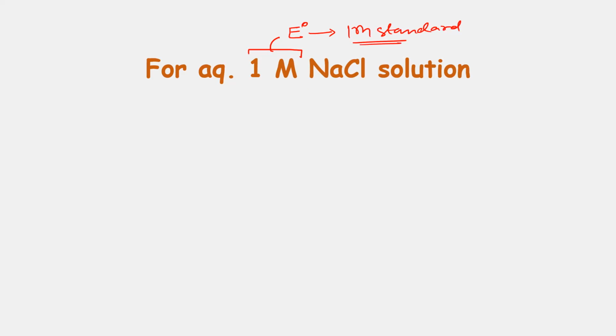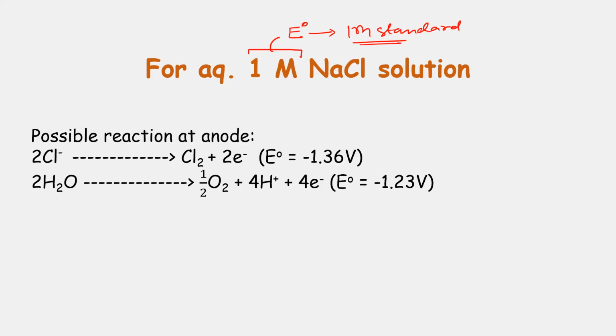So if we have 1 molar aqueous NaCl solution, the possible reactions at the anode are oxidation of chlorine and oxidation of water. The oxidation potential of chlorine is -1.36, and that of water is -1.23. Now, which is higher here? Whose oxidation potential is higher?